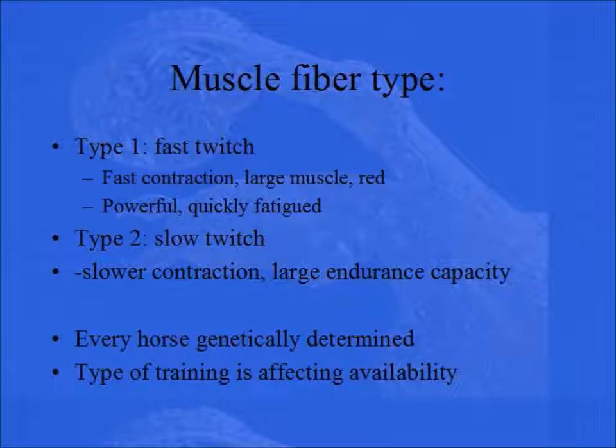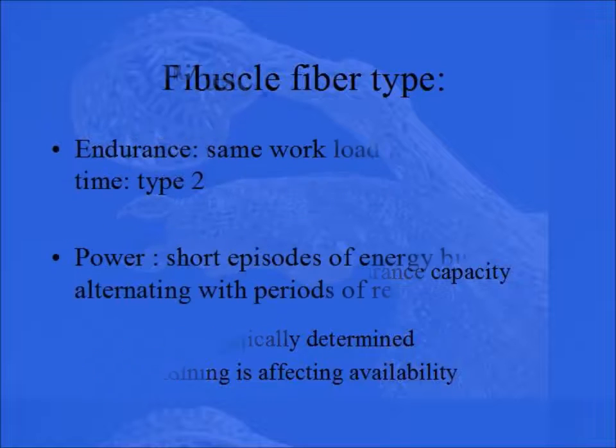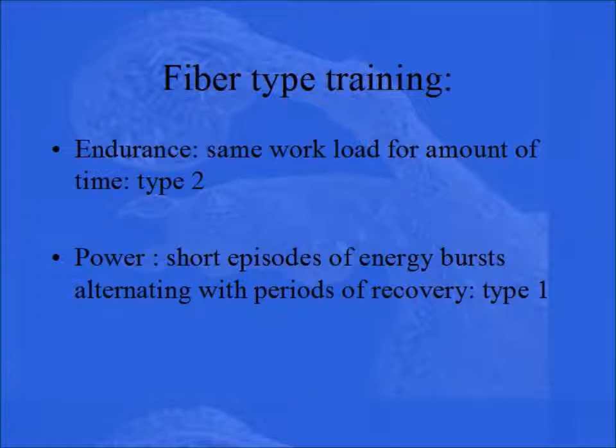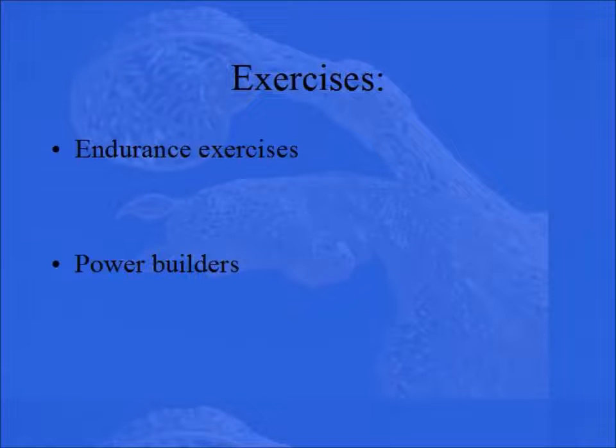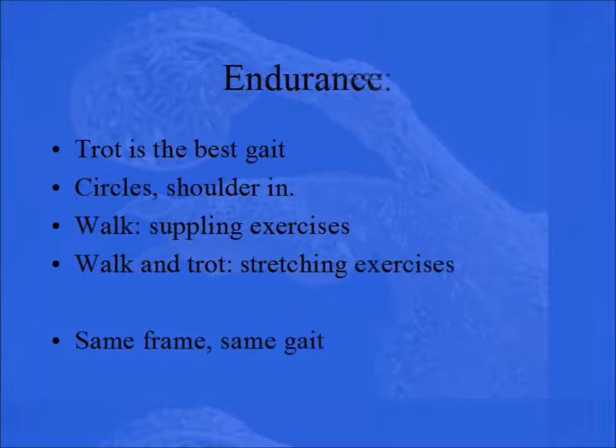Type 1 is really like powerlifting. Type 2 is more like endurance. And every horse has a certain amount of those fiber types, and they're genetically determined. When you train muscles, you can train them for endurance, or you can train them for power. And both training types give you a really different way of stimulating your muscles.